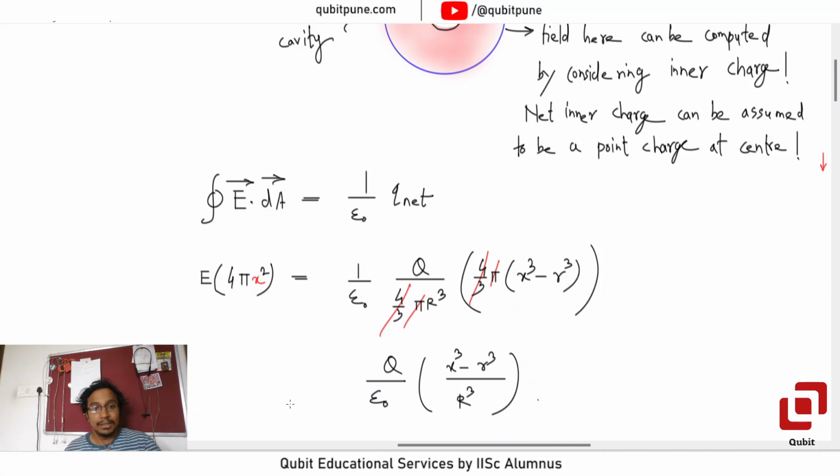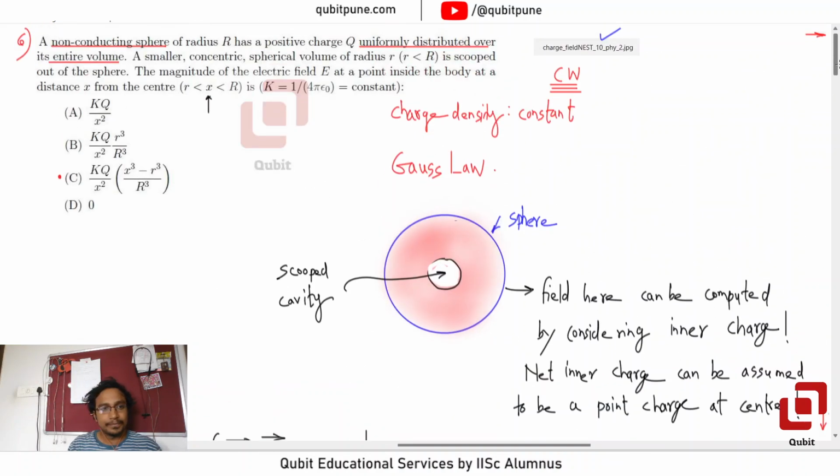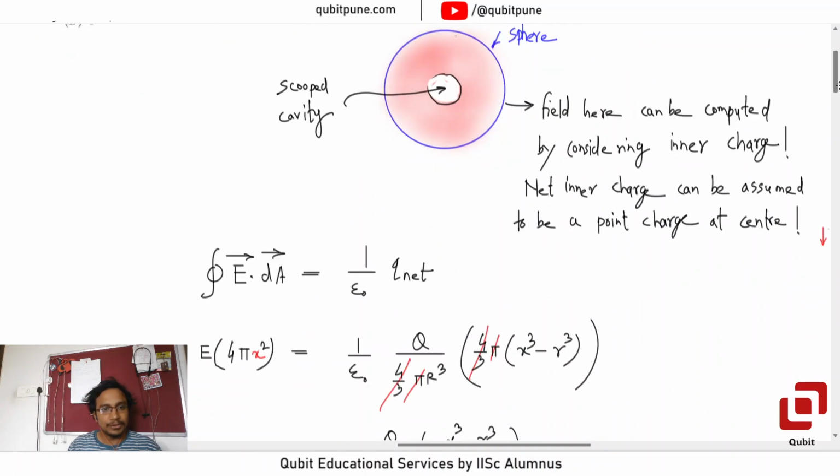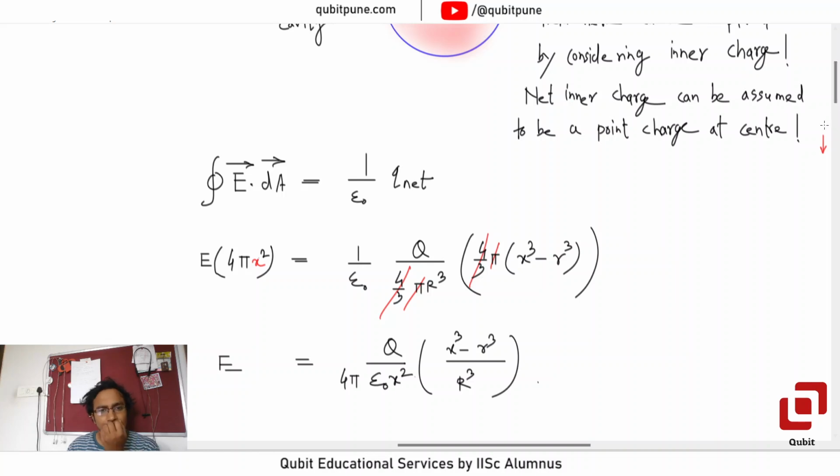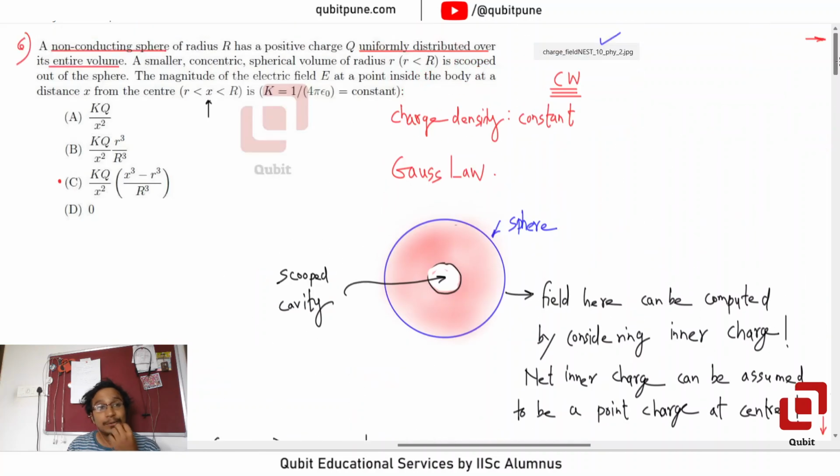And then, so this is not the final answer, by the way. This is E into 4πx², so E will be 1/4π∈0 x², अभी x³ minus r³ upon R³. तो एक ही ऑप्शन में है. So it is option C. Wait, what happened to 4π? k is 1/4π epsilon. अरे हाँ, उन्होंने k दिया है. Yes, thank you. k is 1/4π∈0. Got it.